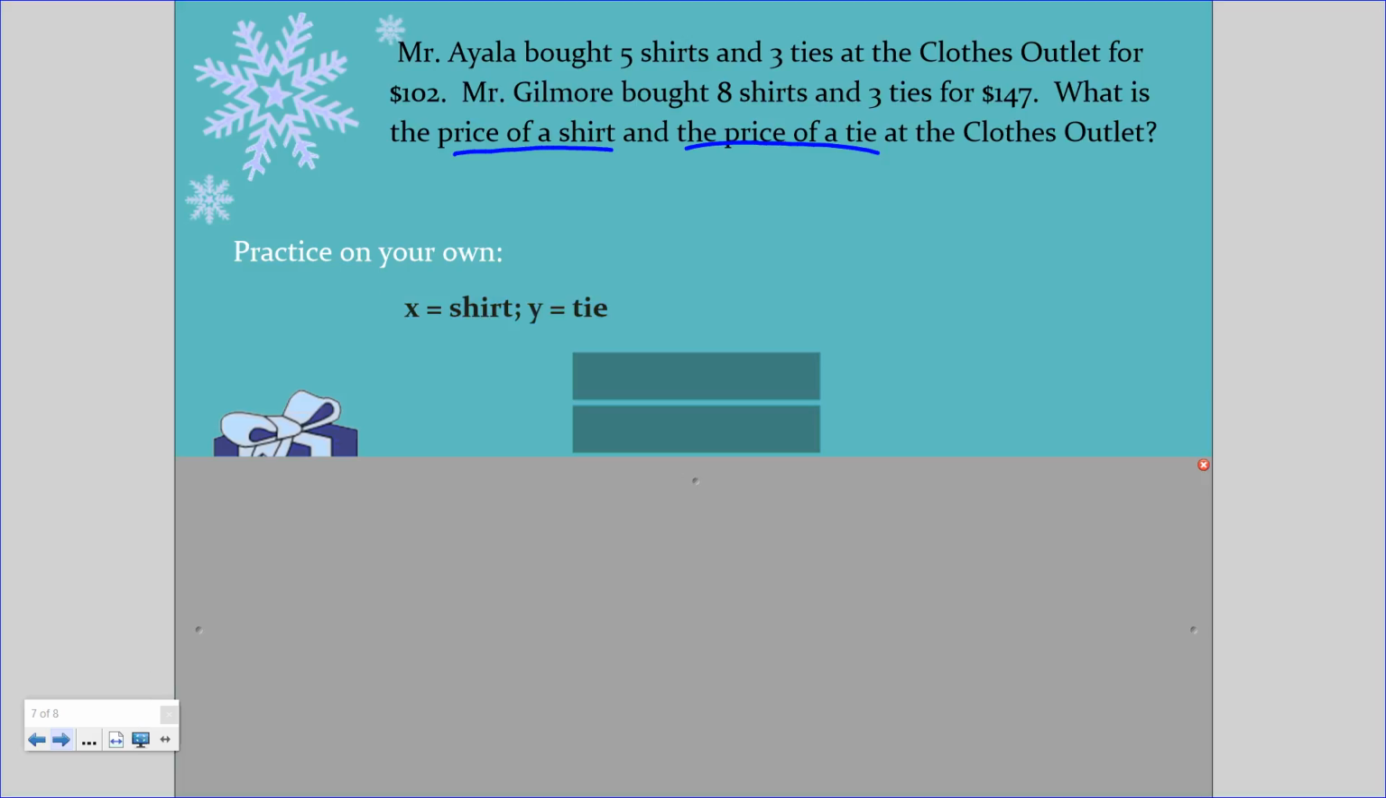I'm going to call my X the price of the shirt. I should have price here. And Y the price of the tie. That's just how I'm naming it. You can name it however you want, but that's why we label here what we're naming our variables. This one's very similar to that first one, so I want you to try to write your 2 equations on your own. I'll give you a couple seconds, and then we'll check them together.